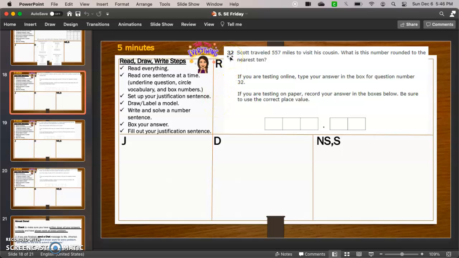Question 32. Scott traveled 557 miles to visit his cousin. What is this number rounded to the nearest 10? If you're testing online, type your answer in the box for question number 32. Scott traveled 557 miles to visit his cousin. What is the number rounded to the nearest 10? Pause the video while you answer your question in Pear Deck.